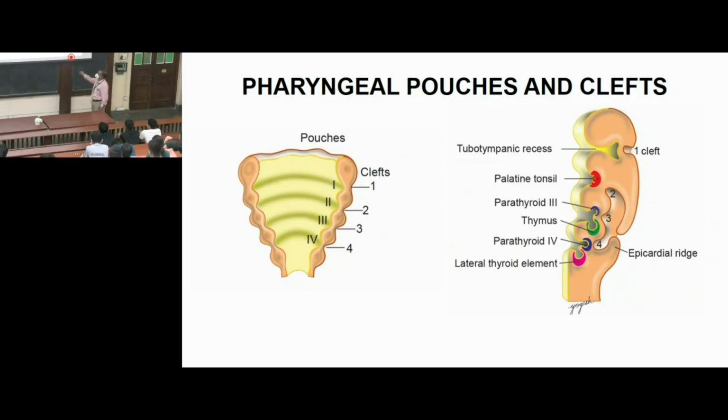Fourth pouch, there are two derivatives you are seeing here. Parathyroid 4, that is superior parathyroid. And then there is something called a lateral thyroid element, which forms the lateral part of the thyroid gland. So these are all derivatives of the pouches.